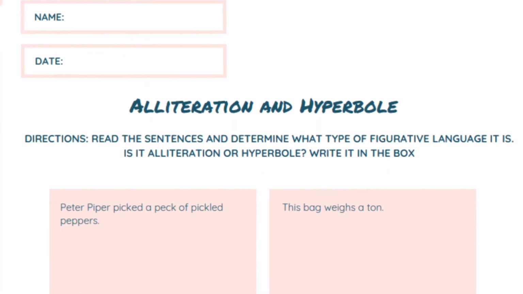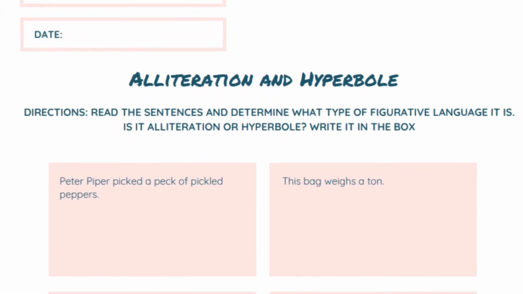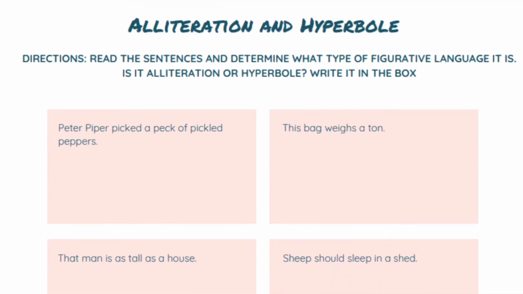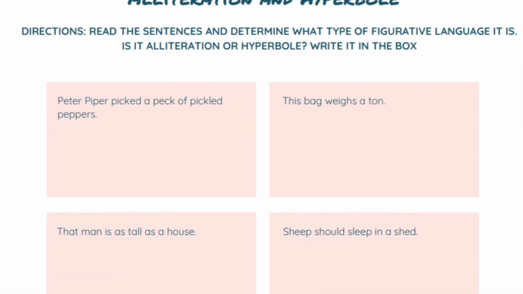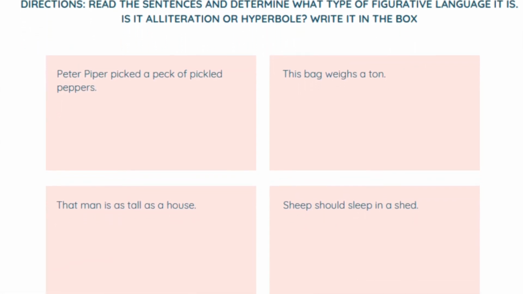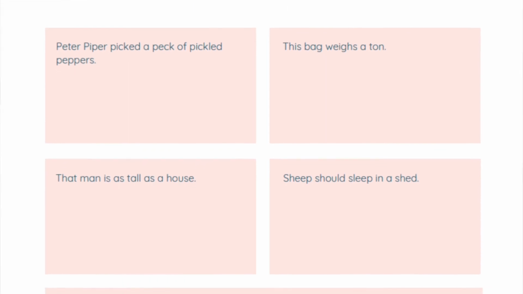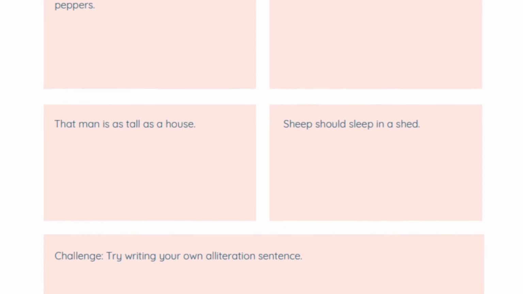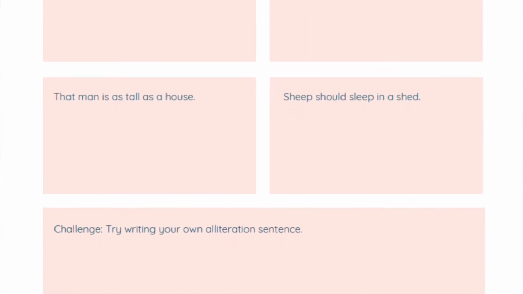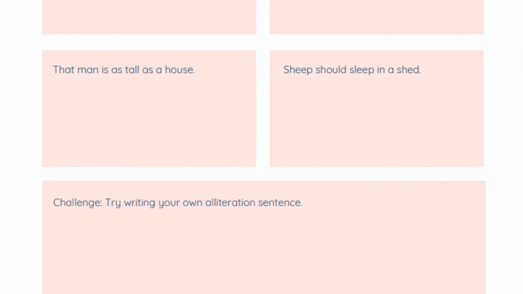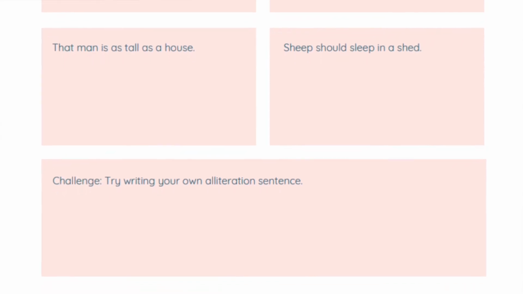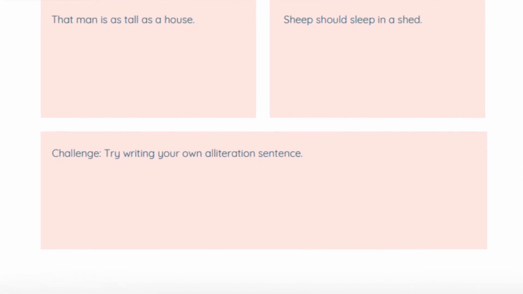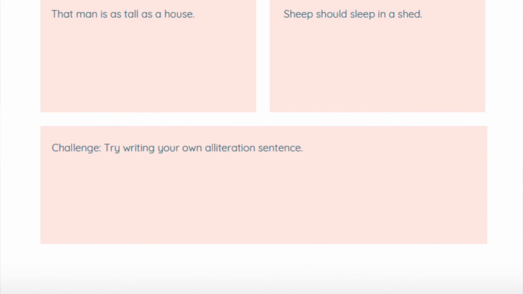So our 4 sentences are: Peter Piper picked a peck of pickled peppers. This bag weighs a ton. That man is as tall as a house. Sheep should sleep in a shed. And then I challenge you, try writing your own alliteration sentence. If you want to, try writing a sentence with a bunch of words with the same letter that sound the same and make somewhat sense. And then you guys can go ahead and get in your stations.